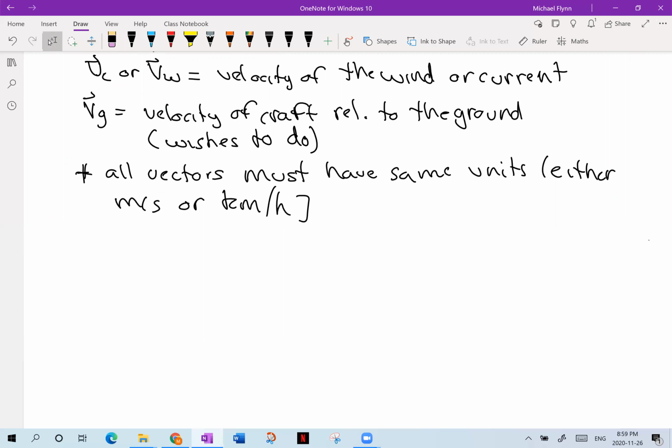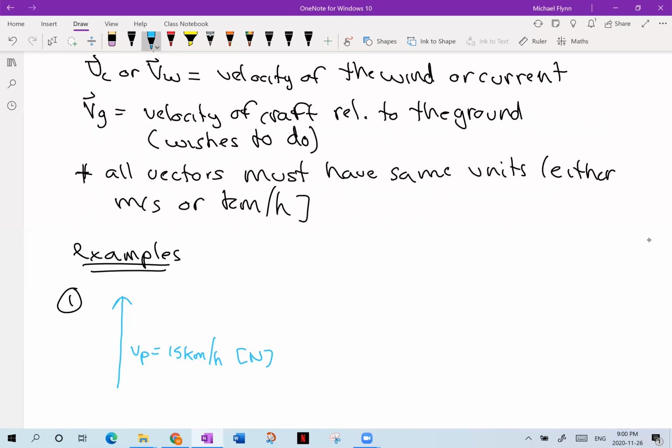We'll start with a right angle triangle. Let's keep it simple. Examples of how to do this. Number one, let's make this easy. Let me be consistent, I'll use blue for that. Let's say the pilot points his boat north, and he's going 15 kilometers per hour north, like that. That's how he points his boat. Now, the current is going east. Let's make it 6 kilometers per hour.